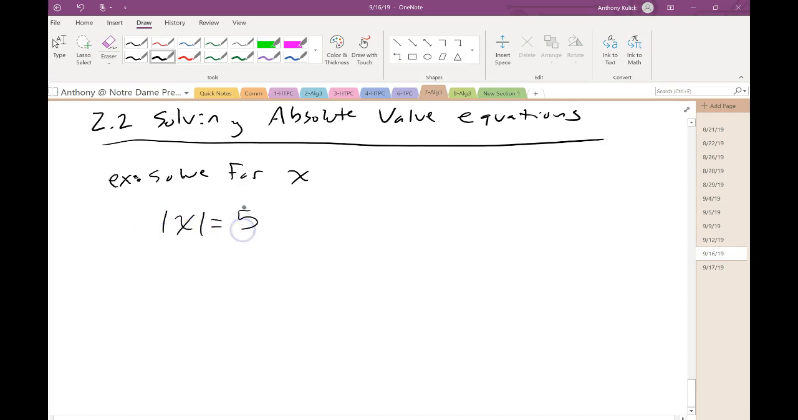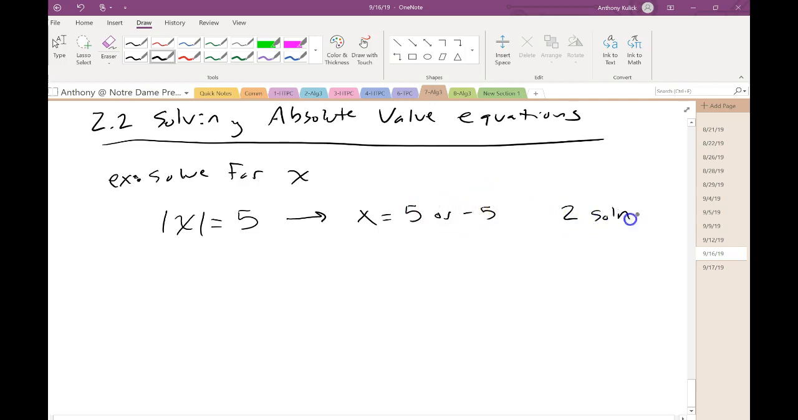So if I want to solve that the absolute value of x is equal to 5, what can I say about the value of x? What is my answer here? If the absolute value of x is 5, what is x? 5. Could it be anything else? Good. Or negative 5.